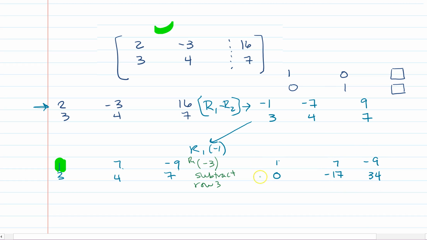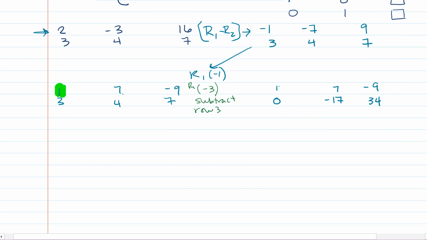So I come over here and I'm thinking, what can I do over here to simplify things? Can you see that in row 2, I need this to be a 1. I need that to be a 0, but I can only do one thing at a time. So I've decided to take row 2 and divide it by negative 17, because that would give me a 1, and that would leave the 0 alone. So I got 1, 7, negative 9, but because I'm leaving row 1 alone, in row 2, 0 divided by negative 17 is still 0. Negative 17 divided by negative 17 is 1. 34 divided by negative 17 is negative 2.